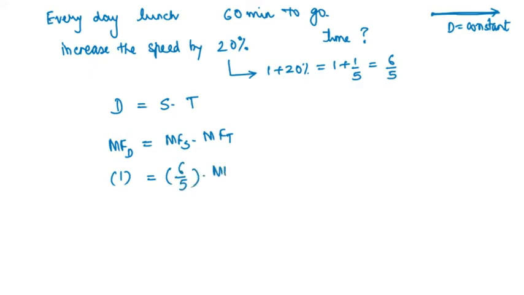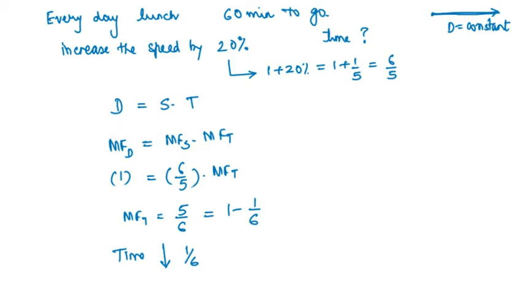So the multiplying factor of time is 5 by 6. 5 by 6 can be written as 1 minus 1 by 6. That means time reduces by 1 by 6.